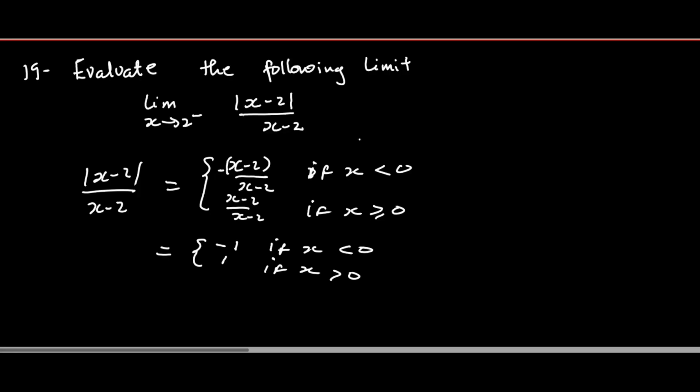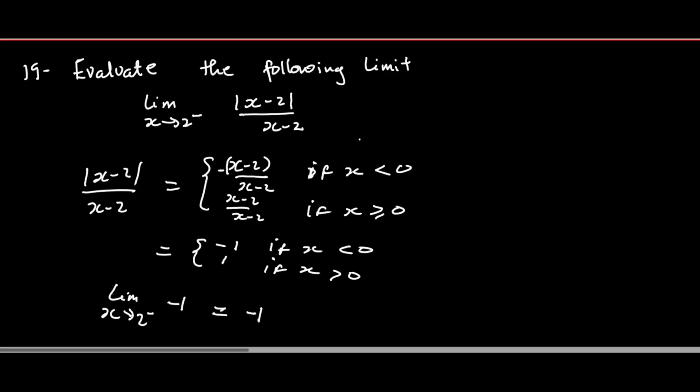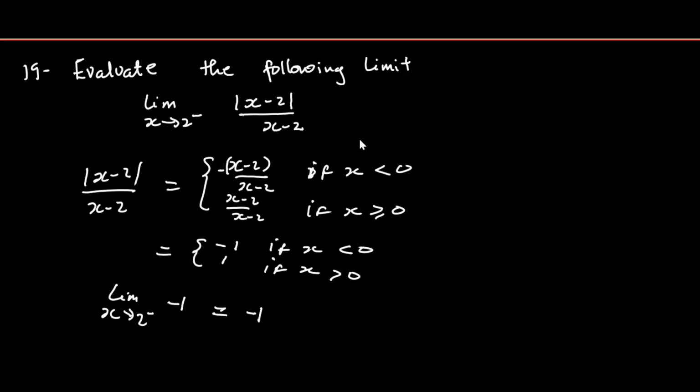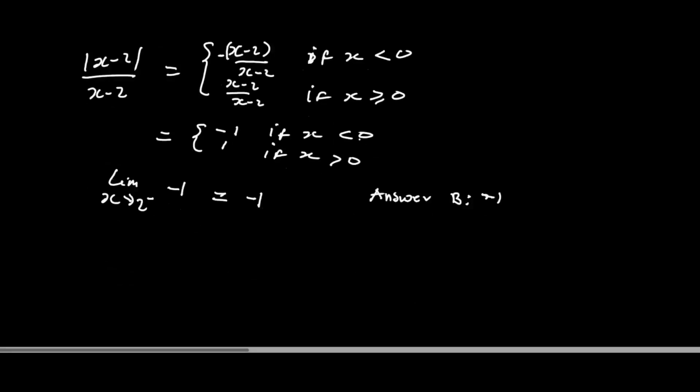Now we are evaluating a limit as x approaches 2 from the negative. So which of the x's will take negative values? The first one. So we have limit as x approaches 2 from the negative of -1, and that will give us -1. So the answer is B, which is -1. Alright, now question 20, which is the last question.